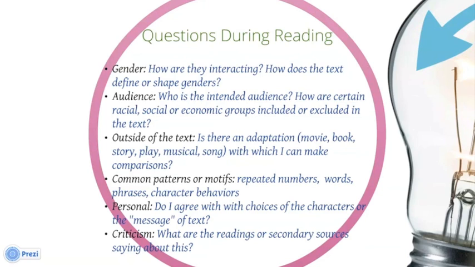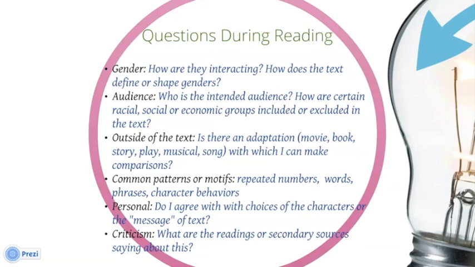If you know you're going to write about a text, start to find points that might be good to write on. So often when I'm looking at a text I know that I'm going to discuss, I'll ask questions around gender. So how is the text defining or shaping genders? Audience, who's being excluded or included? Is there an adaptation with which I can make some comparisons and start to draw out a really rich discussion of the ideas behind both of them?